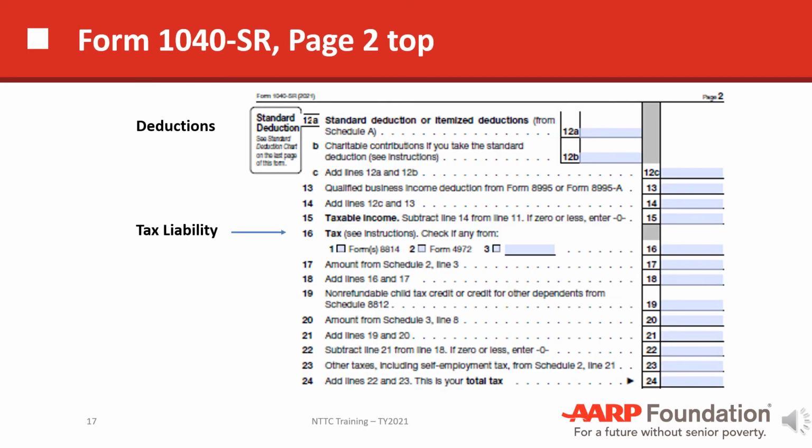Here we see the top of page 2 on the senior version of the 1040. And it starts off with the standard or itemized deductions, and then moves on to taxable income, and then actually calculating the tax liability that the taxpayer is responsible for. There's also a non-refundable child tax credit listed on here, and it ends up at the bottom on line 24 with total tax.